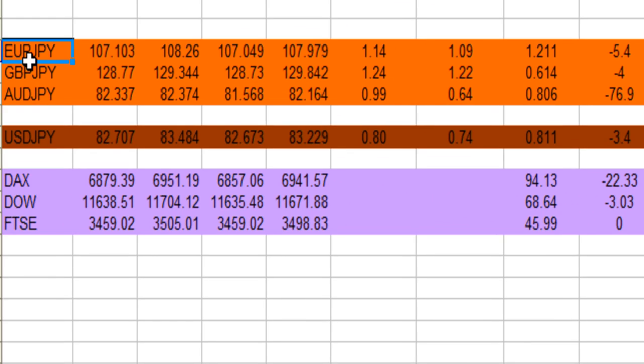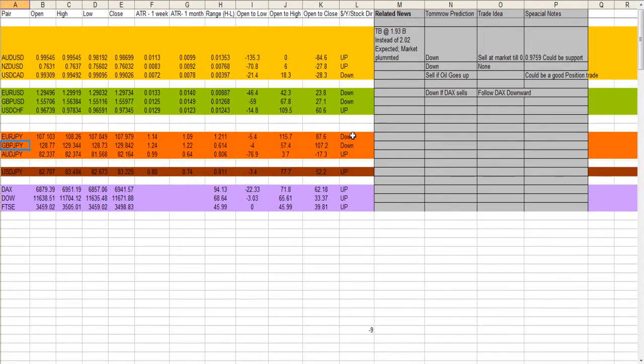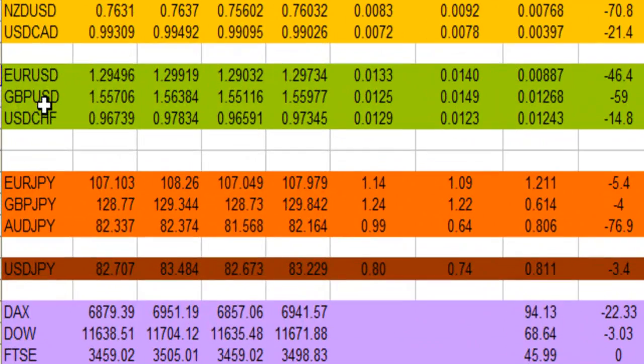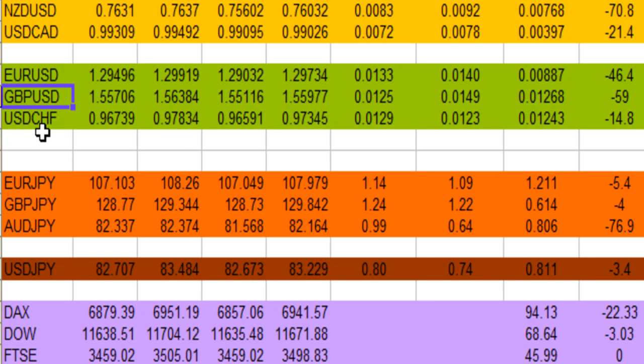In terms of Euro JPY and GBP JPY, both of these markets were up, so the yen component was down. That means it followed the risk appetite phenomena, and the US dollar was down against the Europeans too, at least against the Euro and the GBP. The US dollar was up against the CHF.